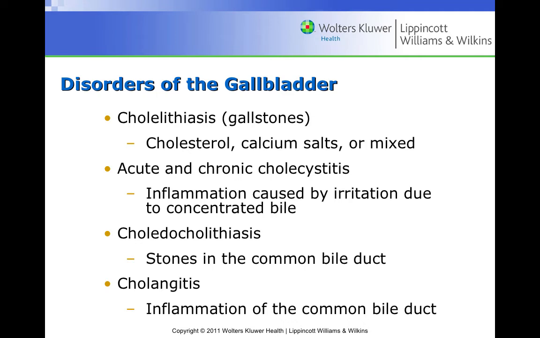Disorders of the gallbladder. We call it cholelithiasis, where we have gallstones. We have acute and chronic cholecystitis, where we have inflammation caused by irritation due to concentrated bile. We have cholelithiasis and cholangitis. Most of the time when people come into the hospital for surgery, they are getting gallstones taken out. Gallstones are made up of cholesterol and calcium salts, or a mixed bag. Cholecystitis is oftentimes secondary to gallstones.